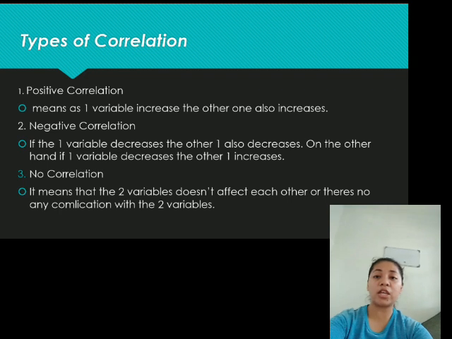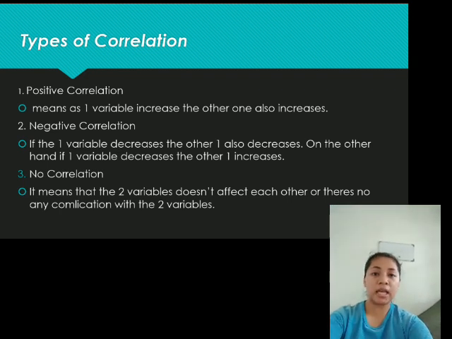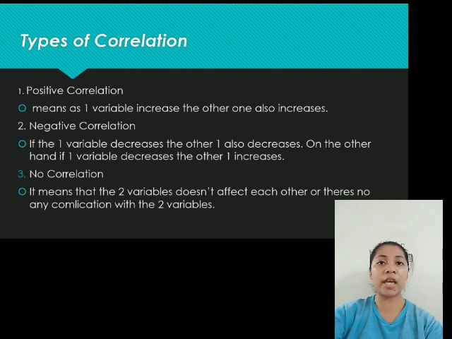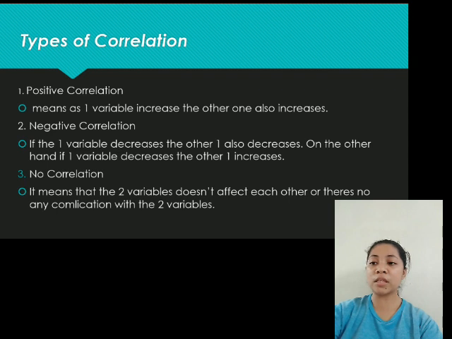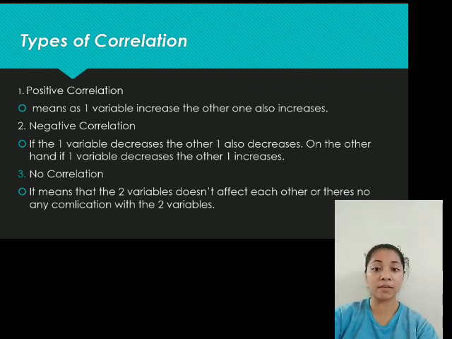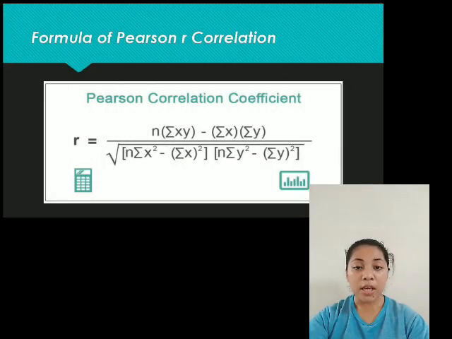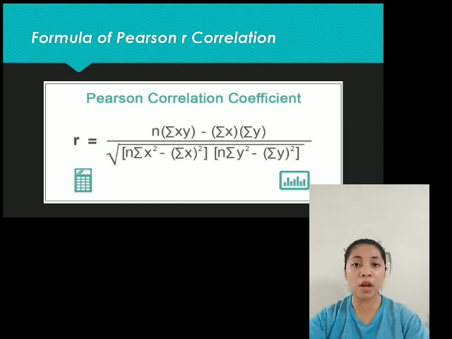Second is negative correlation. Negative correlation is the opposite of positive correlation. If one variable increases, the other one decreases, and if one variable decreases, the other one increases. And the last is no correlation, which means the two variables don't affect each other. So the types of correlation are positive correlation, negative correlation, and no correlation. Now, here is the formula for Pearson R correlation.